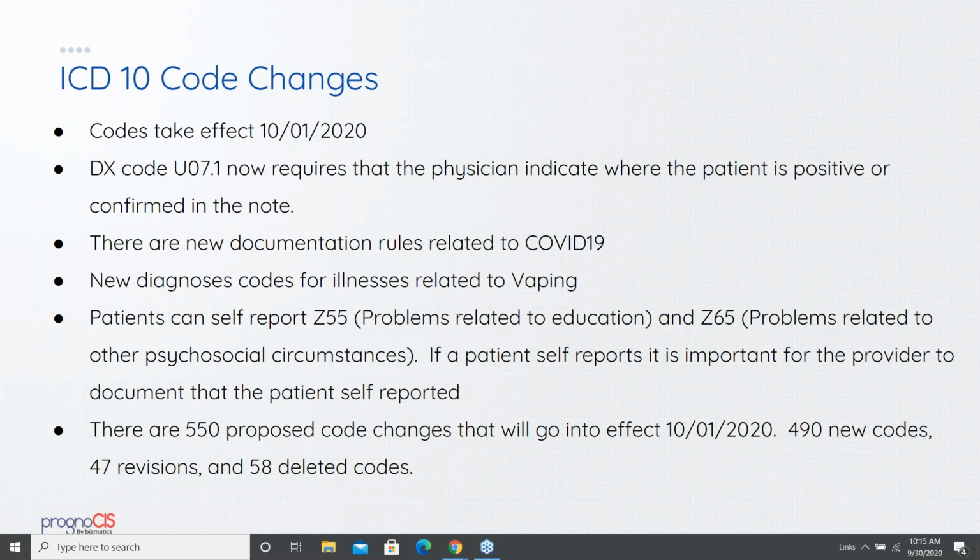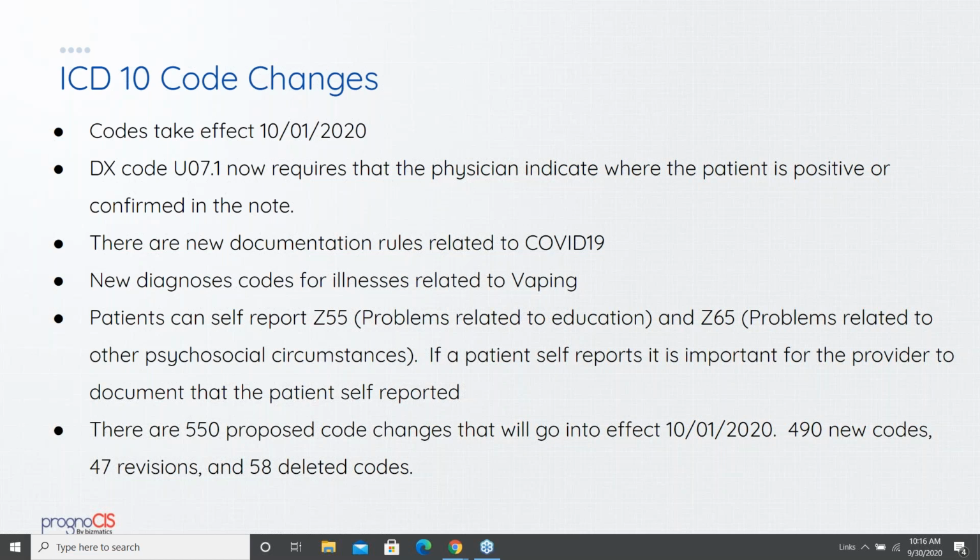There's also new diagnosis codes for illnesses related to vaping. And now patients can self-report problems related to education or psychosocial circumstances. If a patient chooses to self-report a problem related with education, the provider will have to document that the patient is self-reporting this and sign off on it.